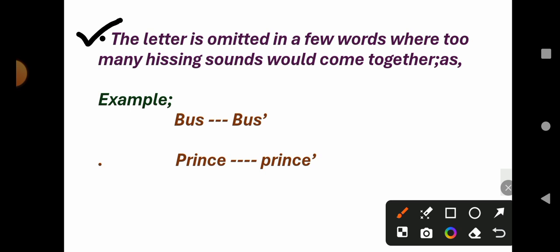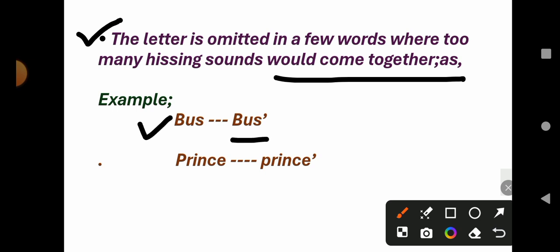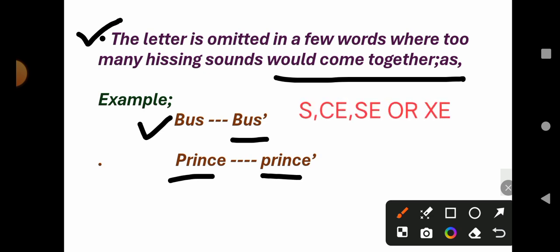The letter s is omitted in a few words where too many hissing sounds would come together, as bus' instead of bus's, prince' instead of prince's. In English, there are a few examples where the s is omitted to avoid consecutive hissing sounds. This occurs when a singular noun ends in s, ce, se or xe, and adding another s would create an awkward pronunciation. By omitting the extra s, we can avoid this issue and ensure that the word is pronounced correctly.